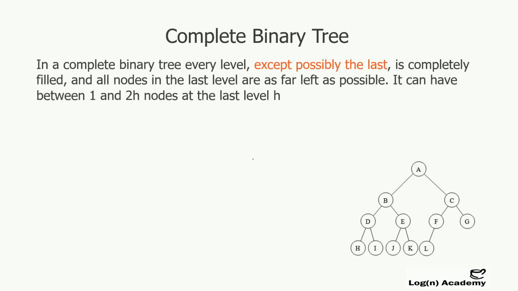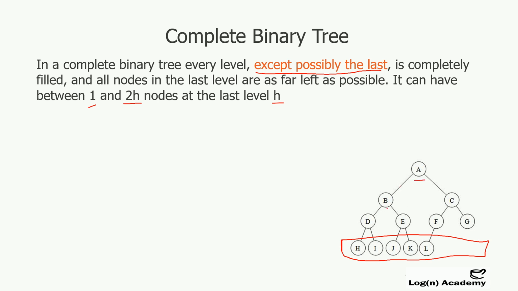In a complete binary tree, every level except possibly the last one is completely filled, and all the nodes in the last level are as far left as possible. It can have between 1 and 2^h nodes at the last level h. So as we can see here, this is the last level, and every node above that is complete.